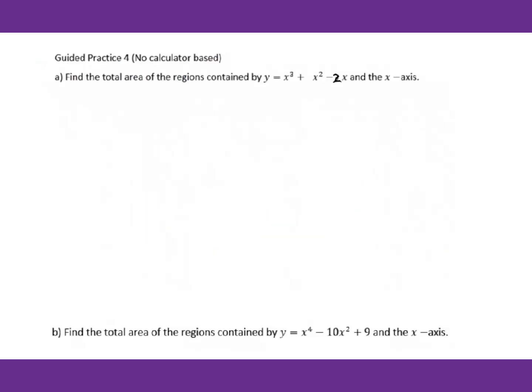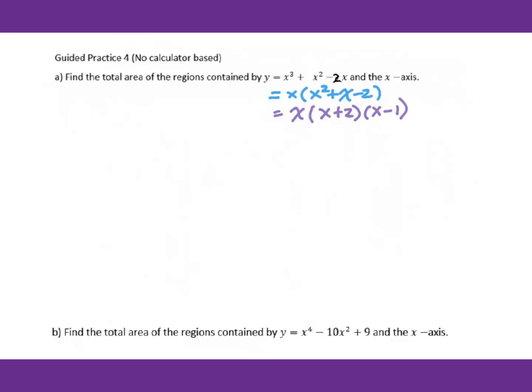Now let's go to guided practice 4. No calculator. Find the total area of the regions contained by y equals x cubed plus x squared minus 2x and the x-axis. First of all, we have to factor this polynomial. Common factor is x, so we get x times x squared plus x minus 2. Then we keep factoring. You will get x times x plus 2 times x minus 1.